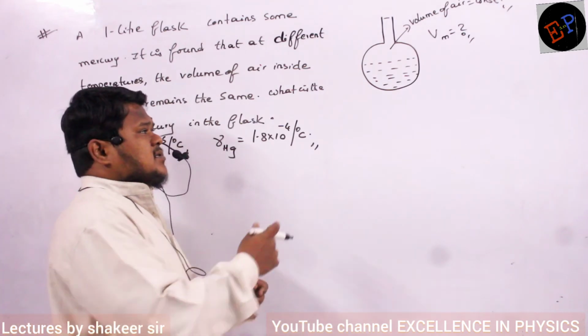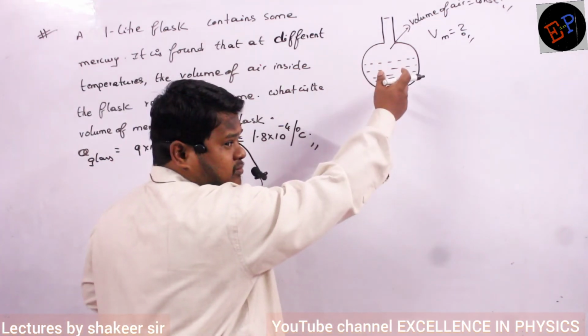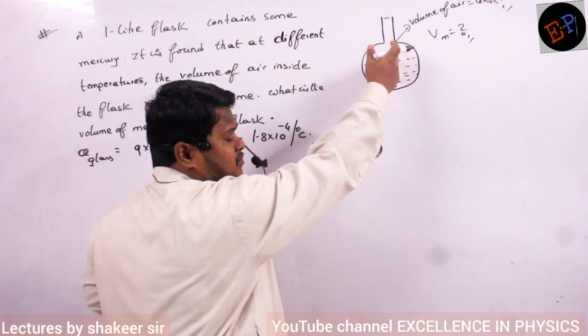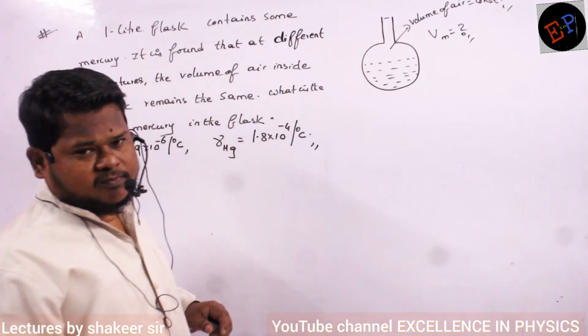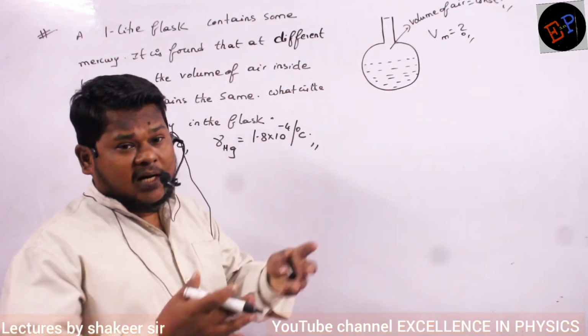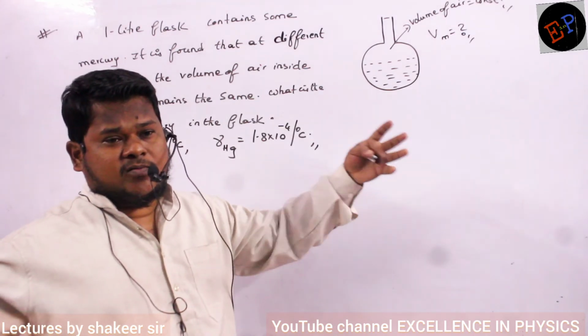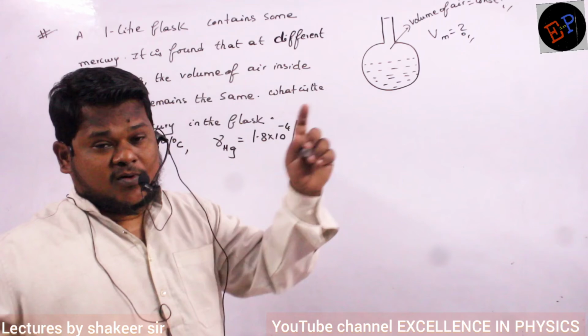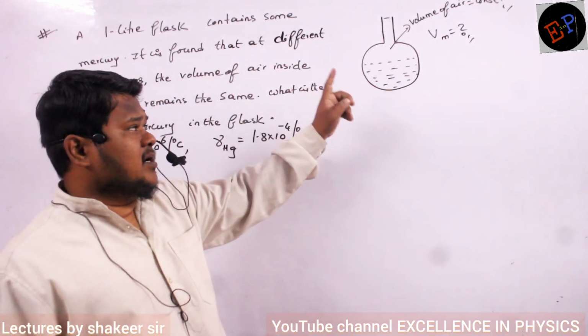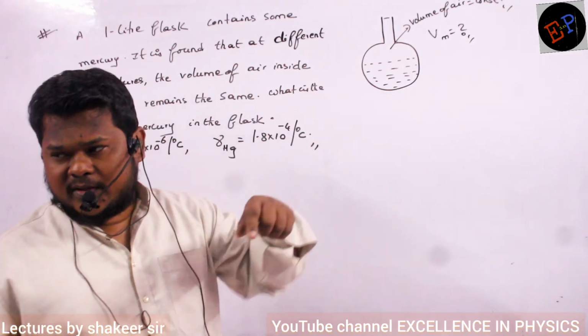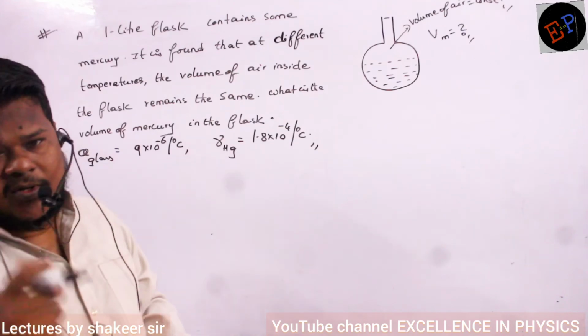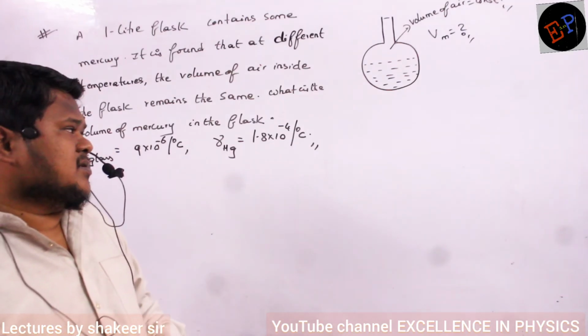Clear, no, ma? See, if mercury expands by a greater value, then what happens to the volume of air? Volume of air reduces. Similarly, when glass is expanding more compared to mercury, then what happens to the volume? Volume of air increases. But volume of air remaining constant means the expansion of glass and the expansion of mercury are equal. That is the point based on which this question is framed.